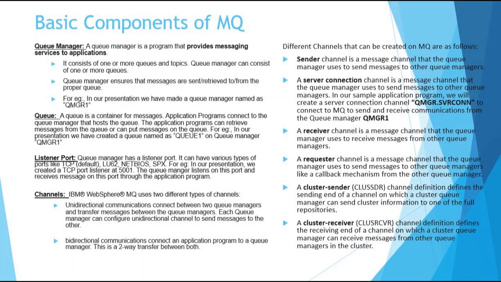These channels are categorized further into different types, that is sender, server connection, receiver, requester, cluster sender, and cluster receiver channel. So please pause this video and go through the definitions of each and every channel. But in our application program, we would be using a server connection channel, which is used by the application to send and receive messages. This channel is a bidirectional channel.